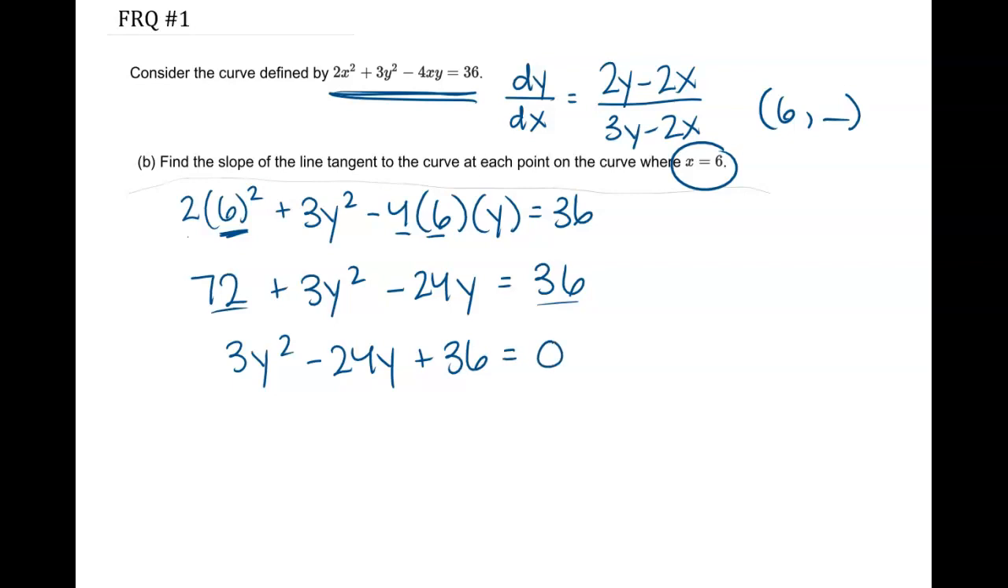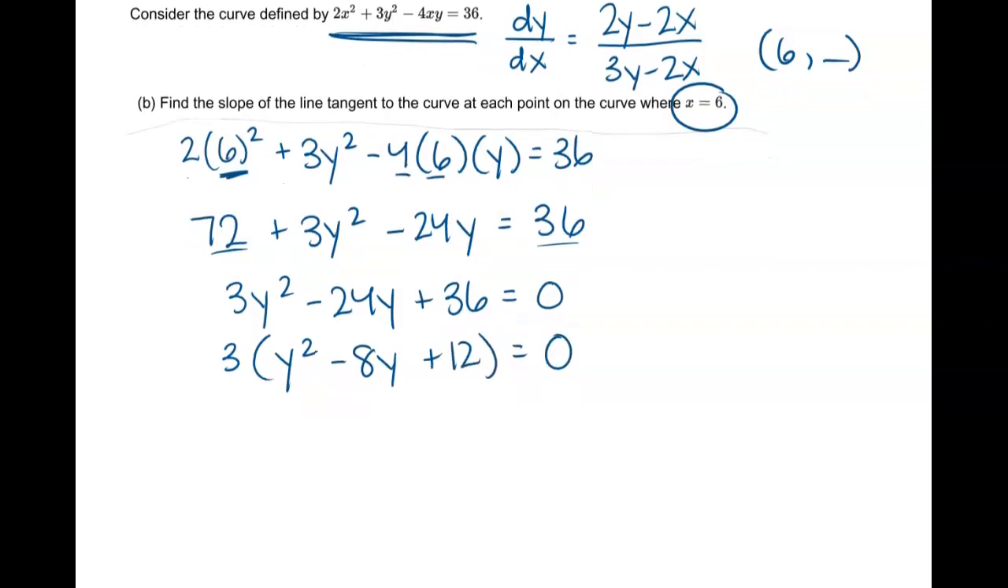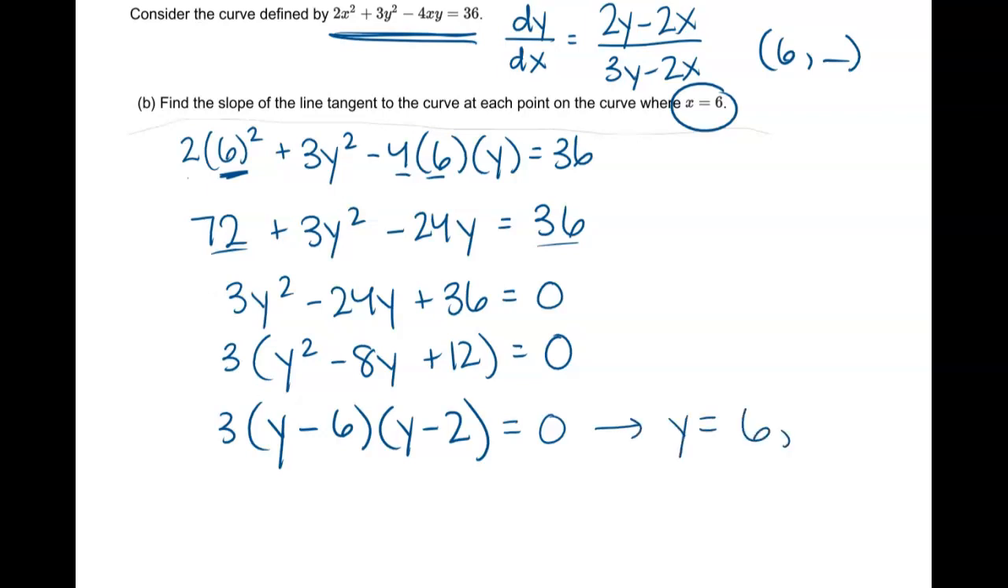This is equal to 0, so by the zero product property, we can find the solutions or the zeros. We take out a 2. 3 times y squared minus 8y plus 12 equals 0. We can conveniently factor that into y minus 6 and y minus 2 equals 0. So our y values are 6 and 2.